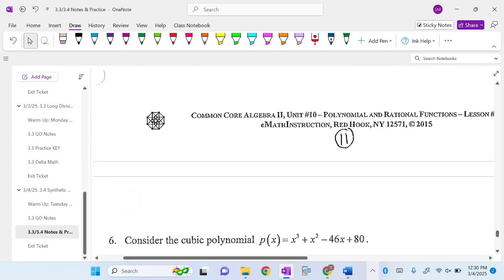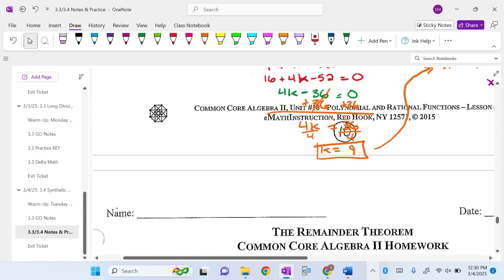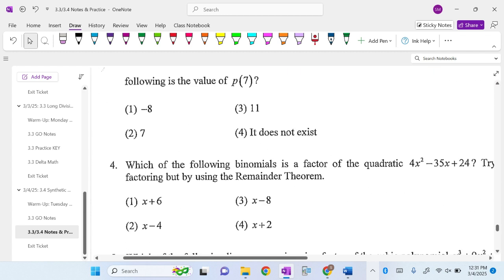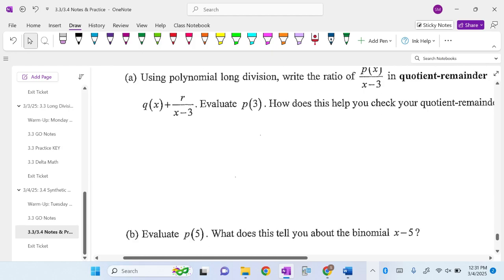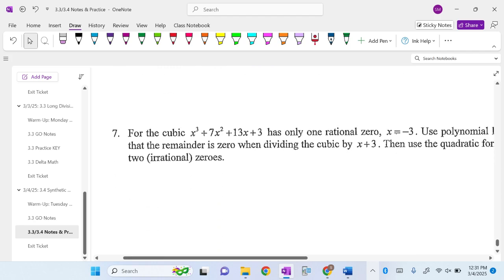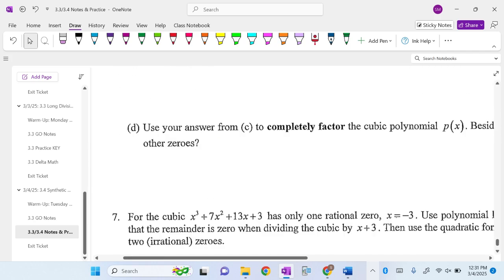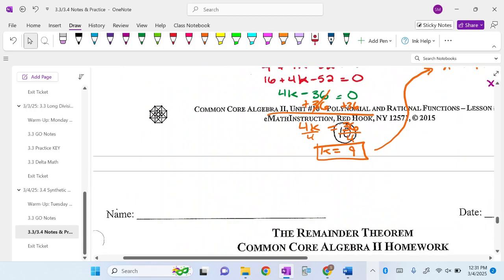Okay, so for the rest of class, you now have enough information to finish your Delta Math from yesterday. The rest of it was synthetic division. Packet work for this lesson is page 11 and 12. Yeah, page 11 and 12. All right. So you guys got plenty of things to work on. Get to work.